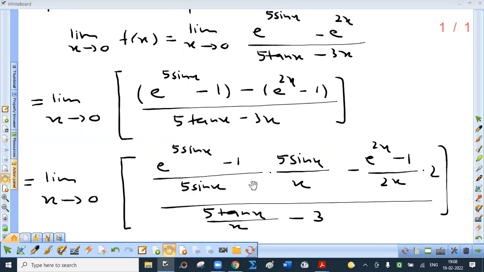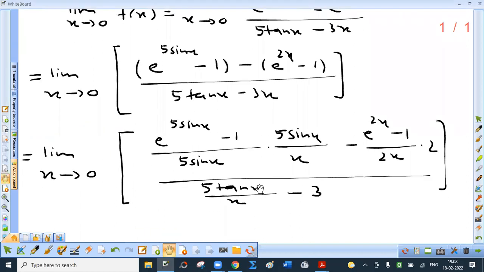See, 5 sin x gets cancelled effectively upon x. Here also 2x into 2. So effectively, I have divided by x only. What about the denominator? 5 tan x upon x, minus 3x upon x is minus 3. You have to justify the operation of division. x only tends to 0, x is not equal to 0, and therefore division is valid.